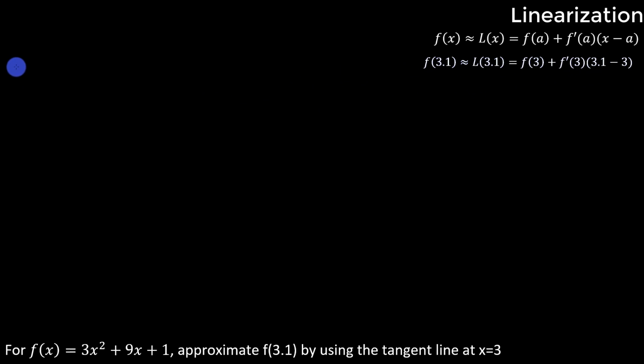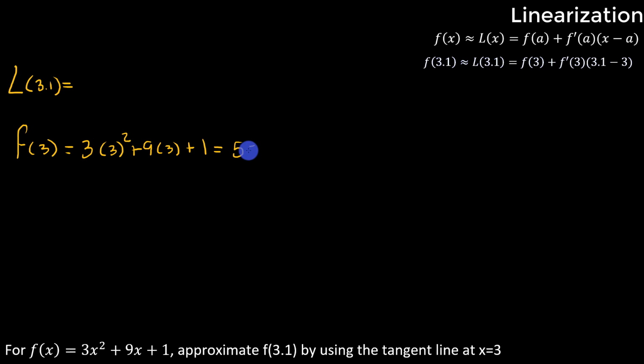So if we're approximating at 3.1, this will be equal to the function evaluated at 3. So let's go ahead and do that really quick. So f of x, or f at 3, is equal to 3 times 3 squared plus 9 times 3 plus 1. So here we have 3 times 3 squared, so that's 27, because that's 3 cubed, plus 27 again, so that's 54, plus 1, that'll be 55. Go ahead and use your calculator if you don't believe me. So there we go. That's f at 3.